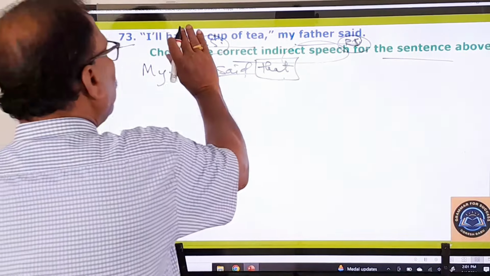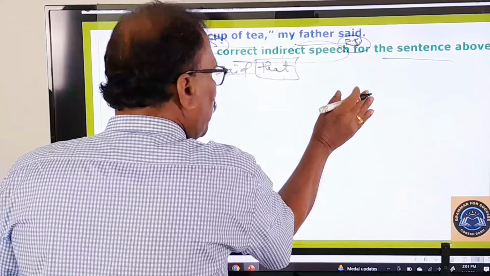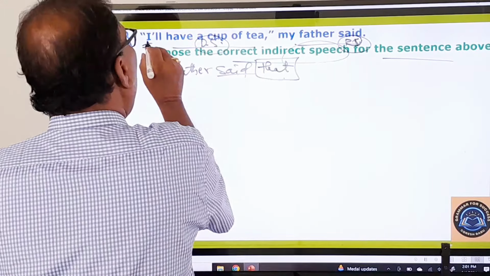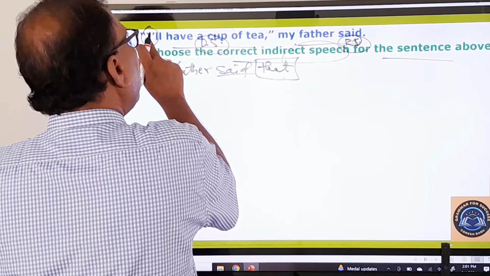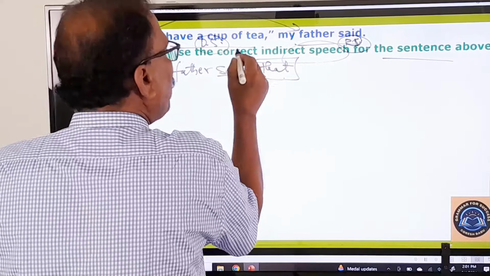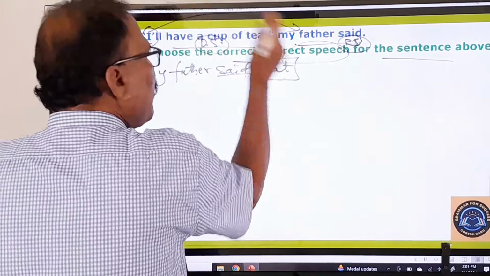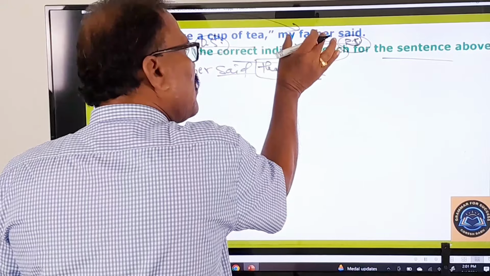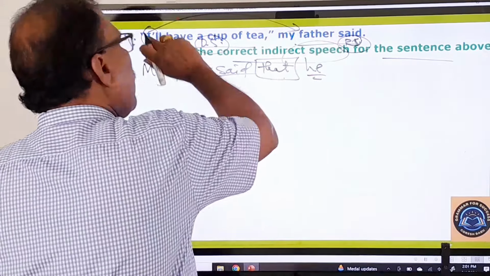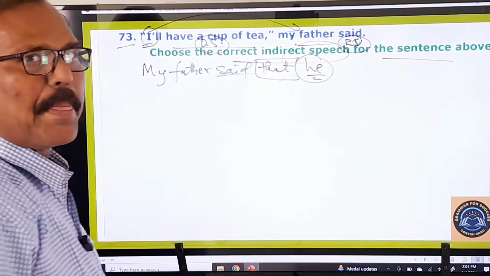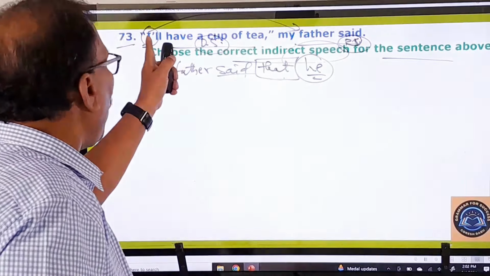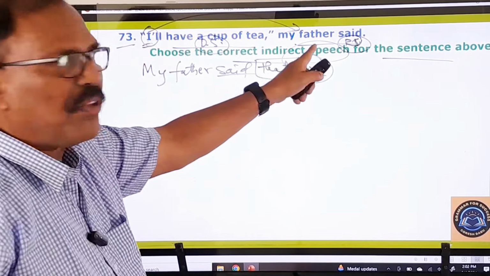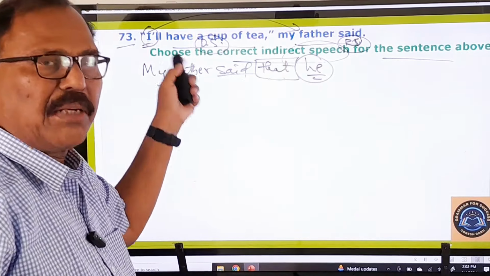After that, we have to change this direct speech into indirect speech. What is that? I will have. I is there. Who is it referring to? It is referring to this father. I is referring to this father, and father is the third person. Therefore, you say he. When my father is turned into I, who is this I? My father only. So when my father is turned into I, that becomes he.